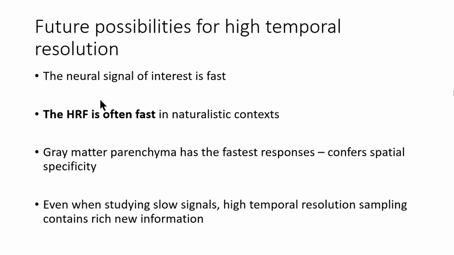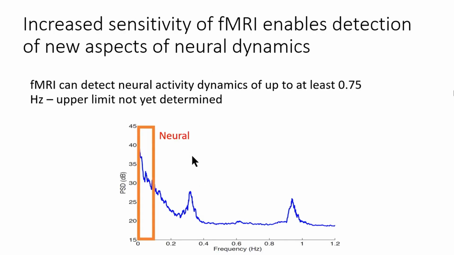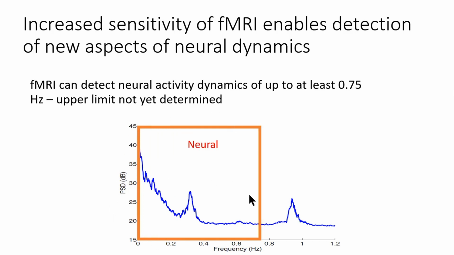So I'm very excited about the future possibilities for high temporal resolution fMRI. Fundamentally, what we want to study is fast, and so it's great to image quickly and actually sample it. But also, even for people studying slower things, it seems that the HRF itself is actually often fast, particularly in resting or naturalistic contexts. And it's also very appealing that gray matter has the fastest responses, so you can potentially buy spatial specificity by sampling faster. And so just to conclude, even though in the past we've mostly been focusing on low frequency bands to look at neural activity, there's really rich dynamics present in fMRI signals, and we can expand that frequency spectrum out at least to 0.75 hertz.